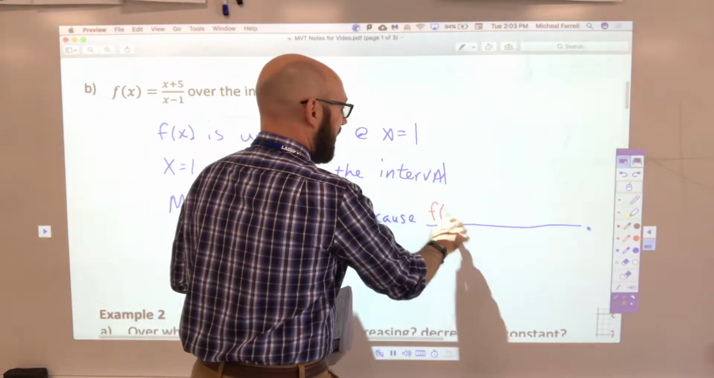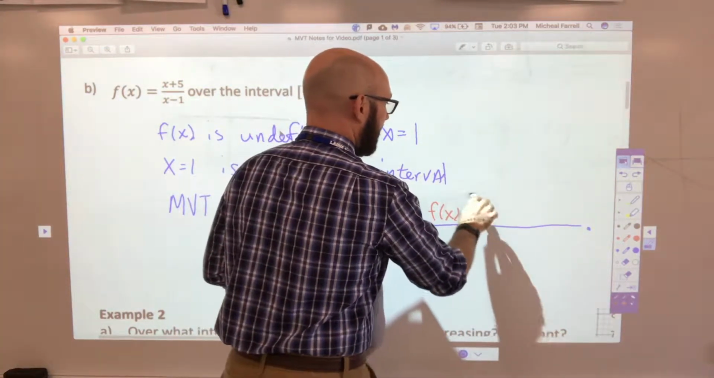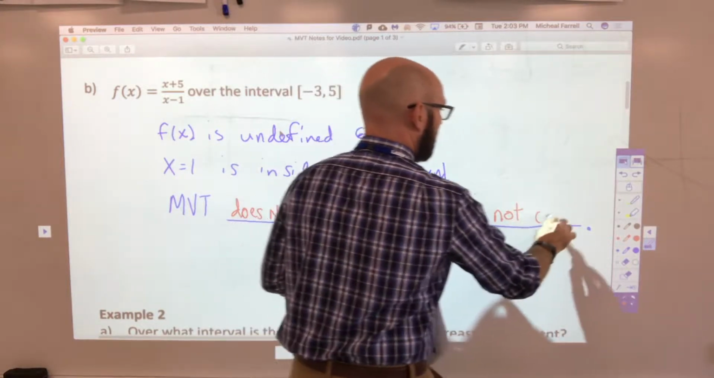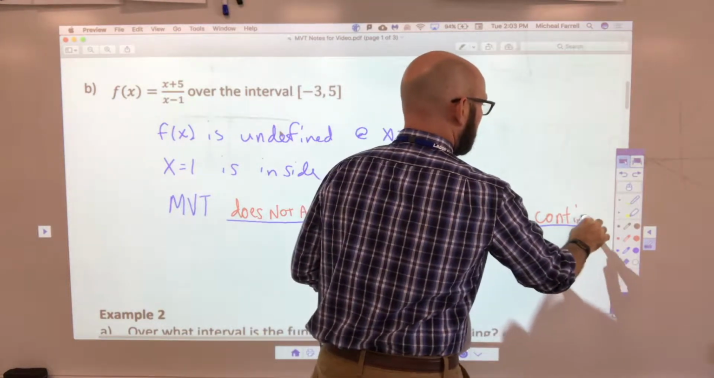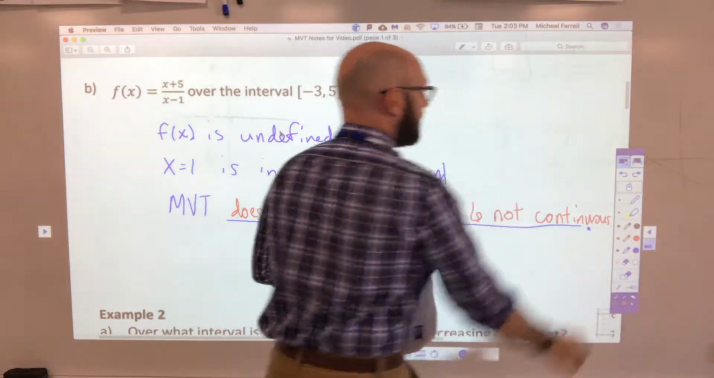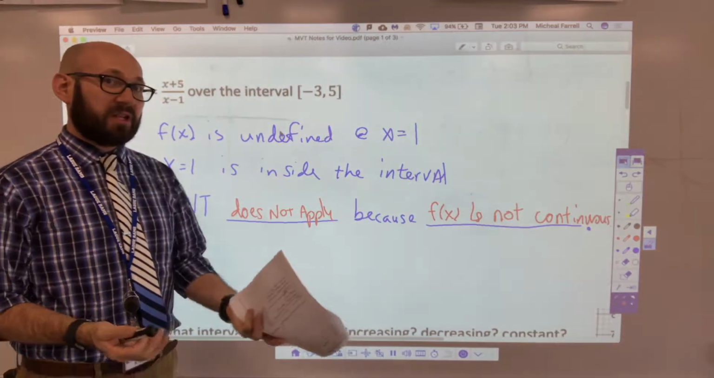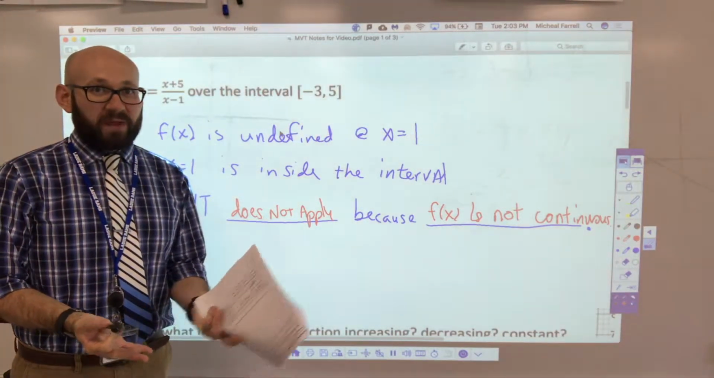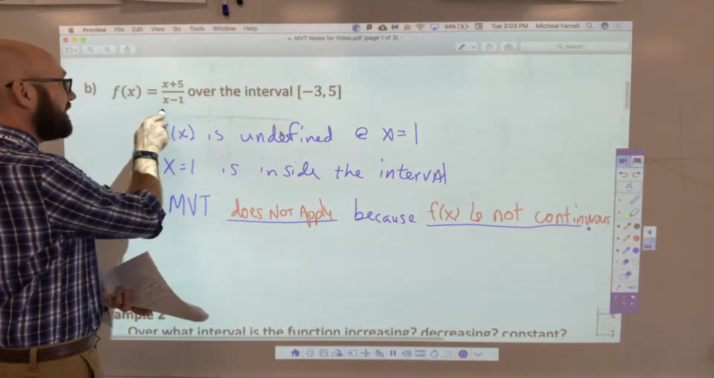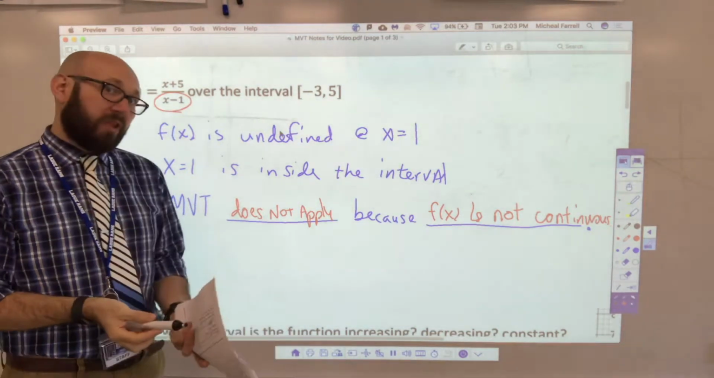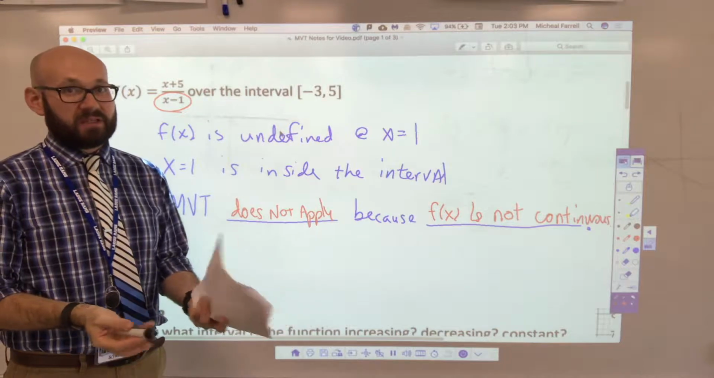because f of x is not continuous. Now, it's not continuous specifically on the interval given to us. If we had a different interval that did not contain this discontinuity, we could apply the MVT, but that isn't the case for this problem.